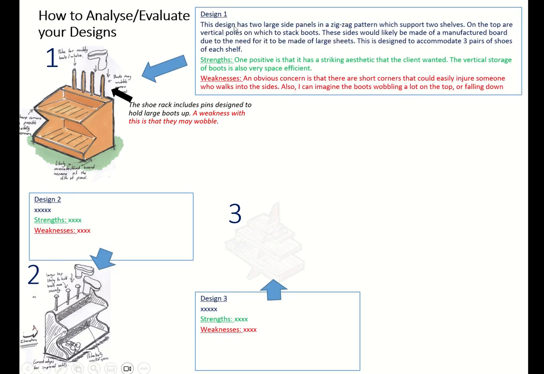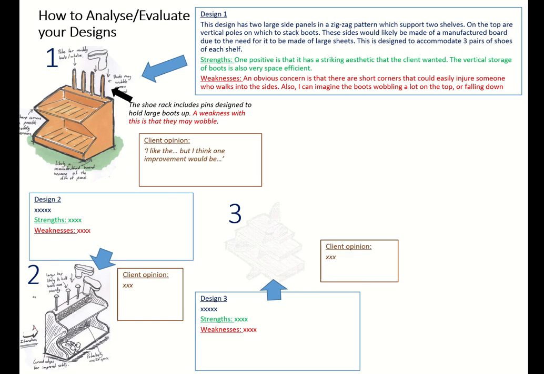Here, for example, the design has 2 large side panels with a zigzag pattern to support 2 shelves. On the top are vertical poles on which to stack boots. These sides are likely made of a manufactured board due to the need for it to be made of large sheets. So we're starting to think about materials now. This is designed to accommodate 3 pairs of shoes on each shelf. Strengths and weaknesses clearly in green and red. You could do that for each of your products. It doesn't need to be loads, but it could just help explain your design idea.